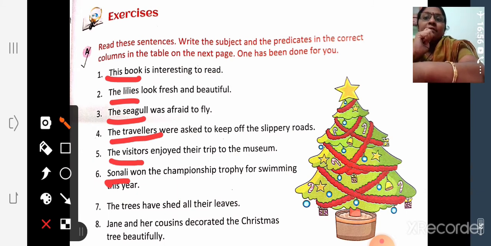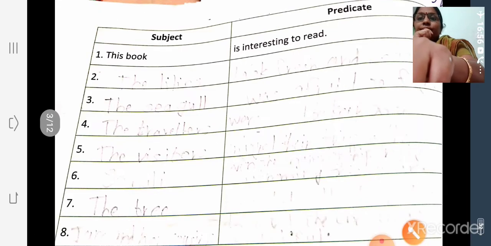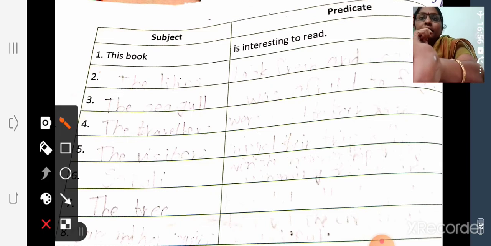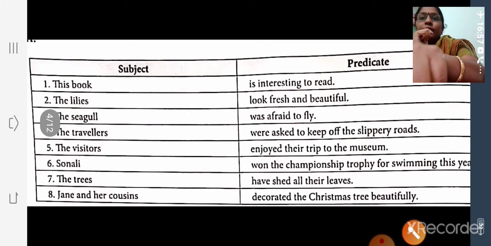The trees have shed all their leaves. The trees, subject; have shed all their leaves, predicate. Then Jane and her cousins decorated the Christmas tree beautifully. Jane and her cousins, subject; decorated the Christmas tree beautifully, predicate. Now on the next page, columns are given. You have to write the subject part on the left side and the predicate part on the right side. Here I have given the answers.